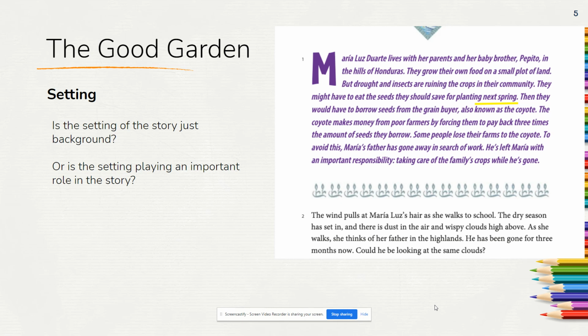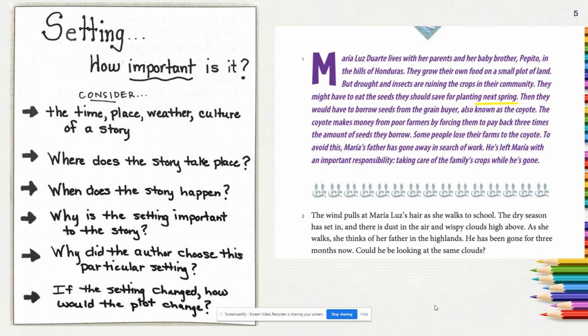Sometimes authors think about the setting of the story almost as a character. By that, I mean that the setting has significance and plays an important role in the story. The setting may affect the characters, or it may be symbolic in some way. Look at this anchor chart here. Setting: how important is it really?